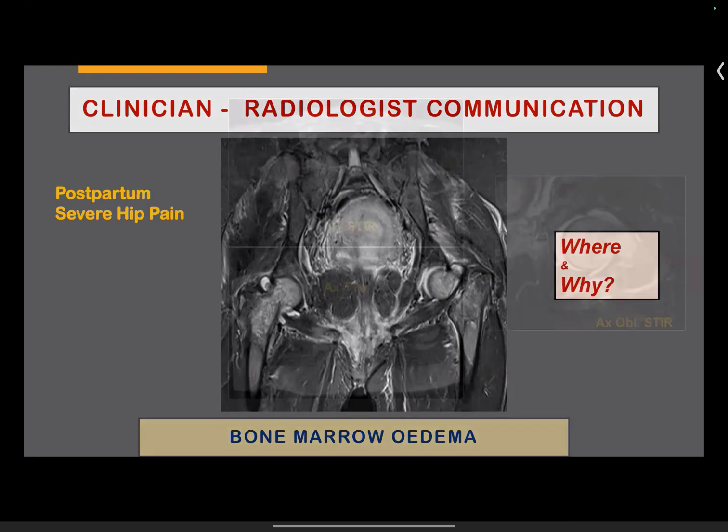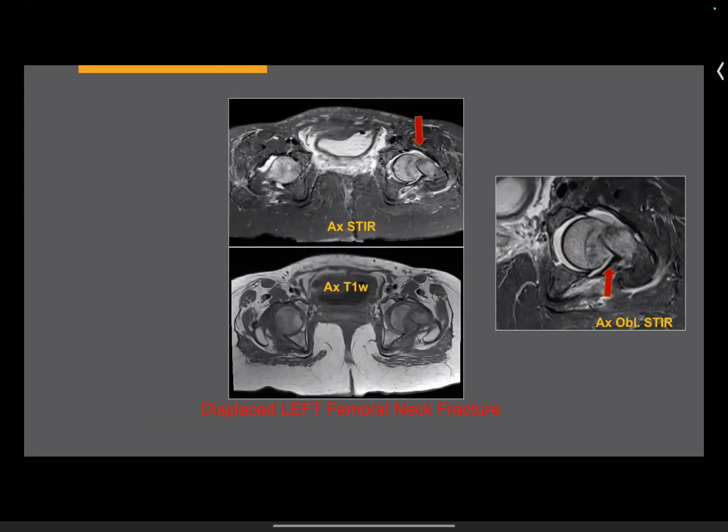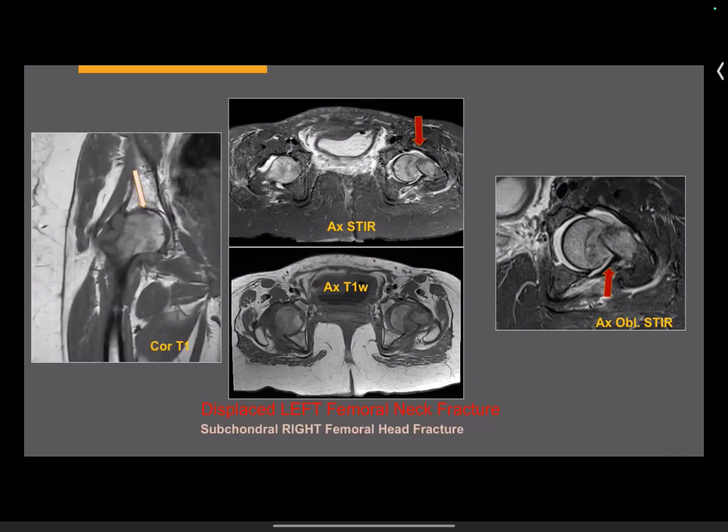And these are the axial images, as you can see. She's got a displaced intracapsular fracture on the left side, which was the worst symptomatic side, but she also has extensive subchondral edema on the other side as well. And when you look at the coronal T1, you can see that there is a subchondral insufficiency fracture. So this is an unusual, unexpected finding, let's put it that way.